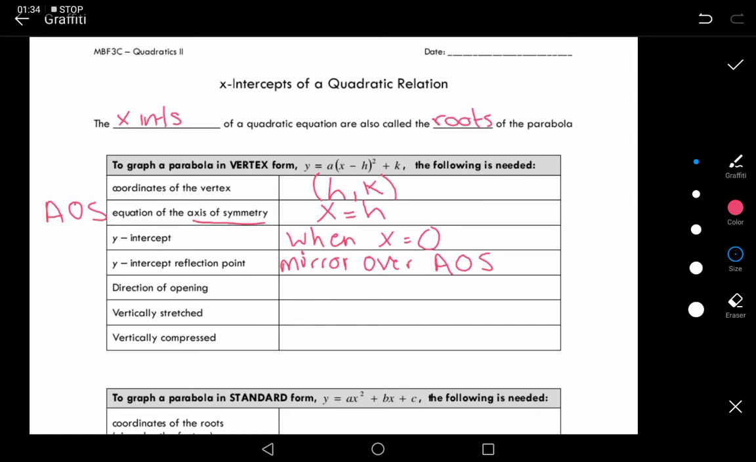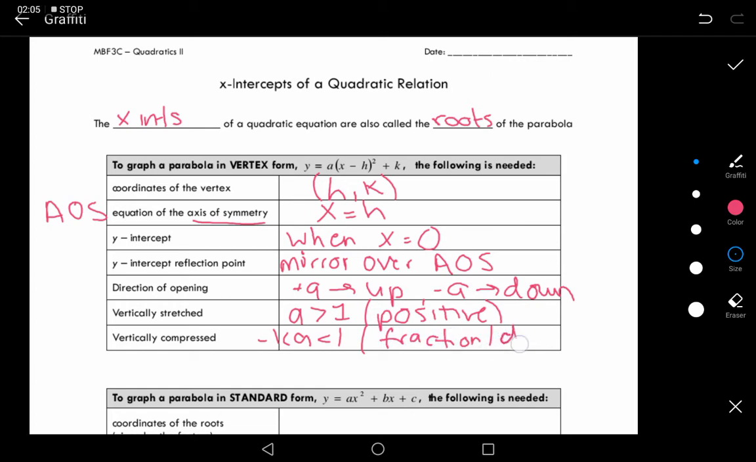The direction of opening, so if we had a positive a value, we were opening up. If we had a negative a value, we were opening down. We needed to know, is it vertically stretched? If a was greater than 1 or positive, then it was, right? It was a stretch. If a was between -1 and 1, a fraction or a decimal, it was compressed. Okay, so that was all the information we needed to graph if we were in vertex form.